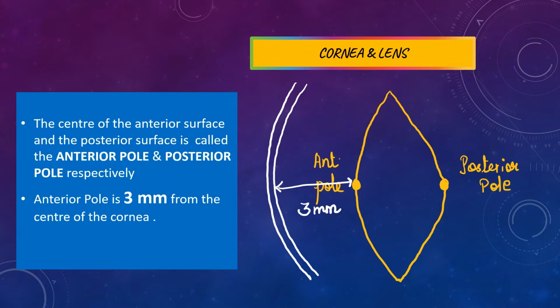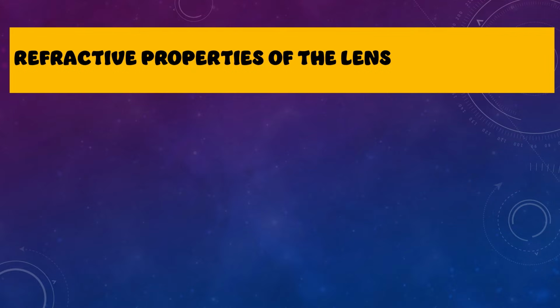Now, the center of the anterior surface of the lens and the center of the posterior surface of the lens is called the anterior pole and the posterior pole respectively. Now, the anterior pole is situated about 3 millimeters from the center of the cornea. So, that's also a very important point.